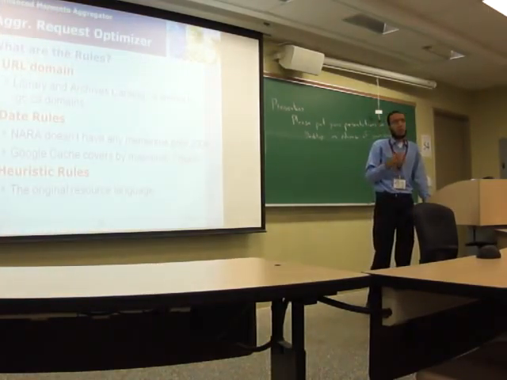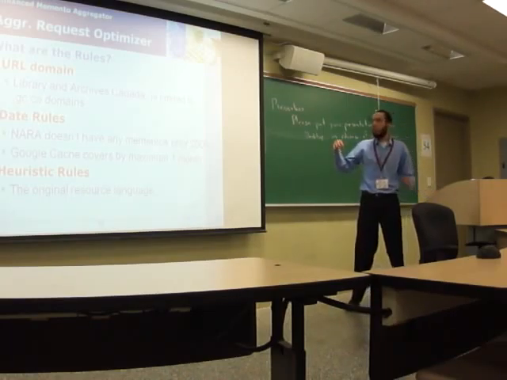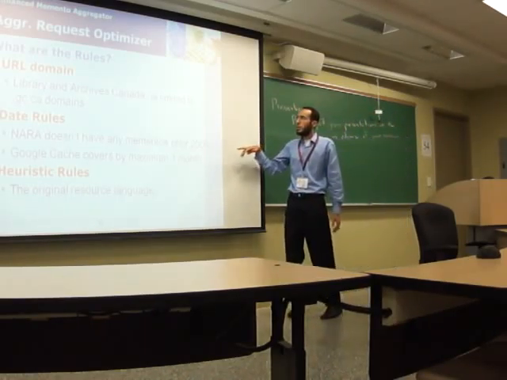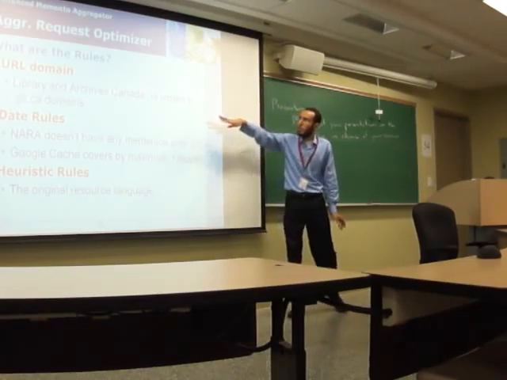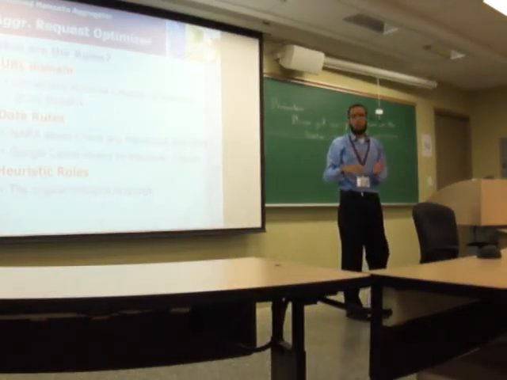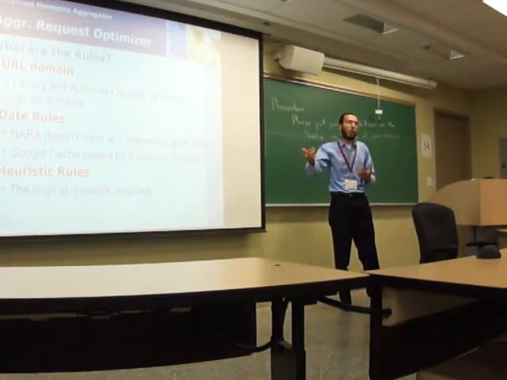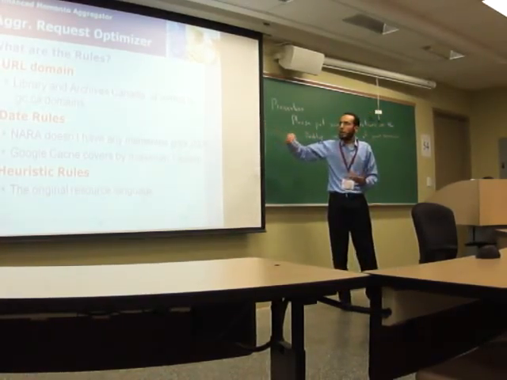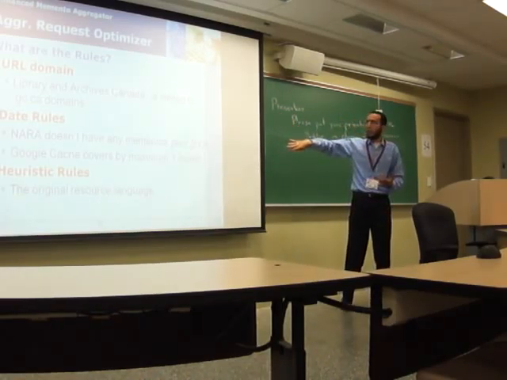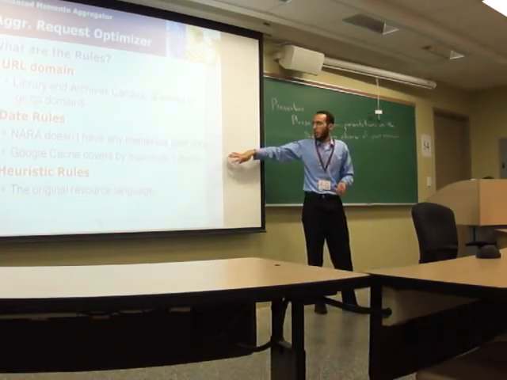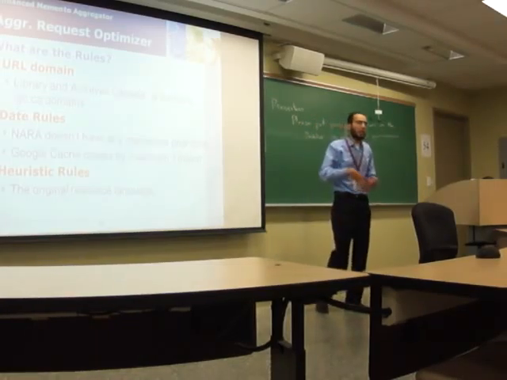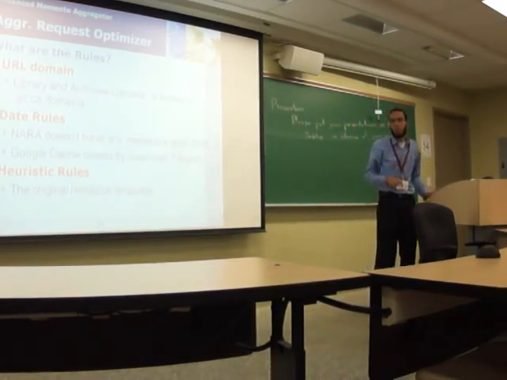What are the rules that I can depend on? Until now, we found 3 rules. URL domain, for example, Library and Archives Canada is limited to .gc.ca. So if I have .uk, it's not required to browse this archive.